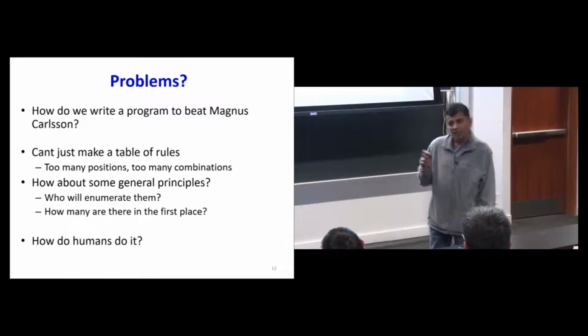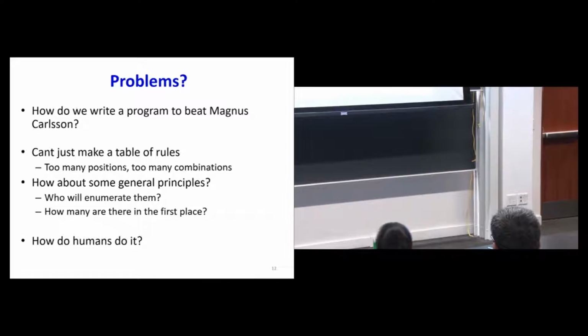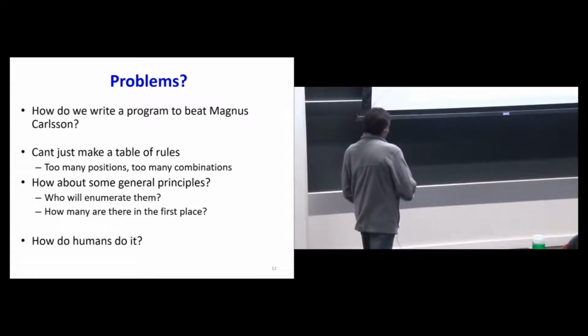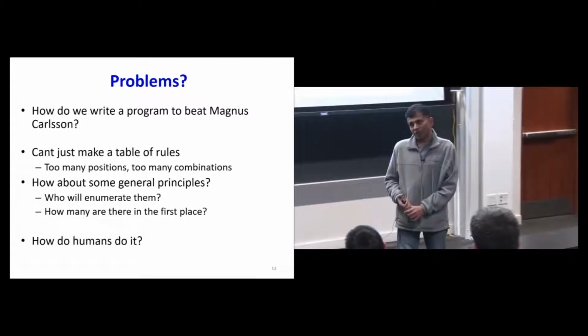Now, suppose I asked you to write a program to beat Magnus Carlsen. Let's go back 20, 30 years. And I want you to write a program to beat Magnus Carlsen. How are you going to do it? Magnus Carlsen, of course, is the current world champion, right? How are you going to do it?